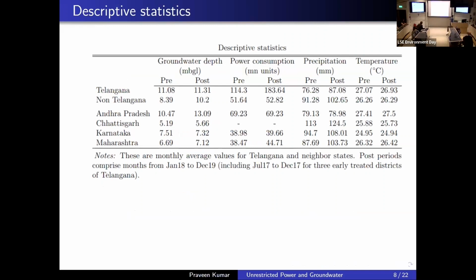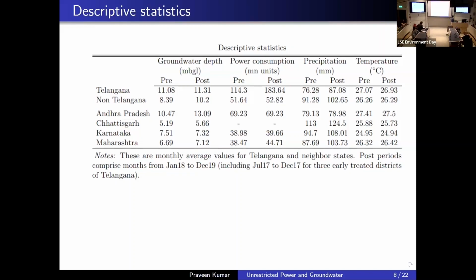So very briefly, these are the descriptive statistics on groundwater depth, power consumption, precipitation, and temperature. We look at the first 2 rows. The first row is Telangana, and the second row is non-Telangana, aggregated over all 4 states: Andhra Pradesh, Chhattisgarh, Karnataka, and Maharashtra. If you look at the pre and post period, there is a slight increase in groundwater depth in Telangana. But for non-Telangana, there is a much larger increase compared to the Telangana figure.